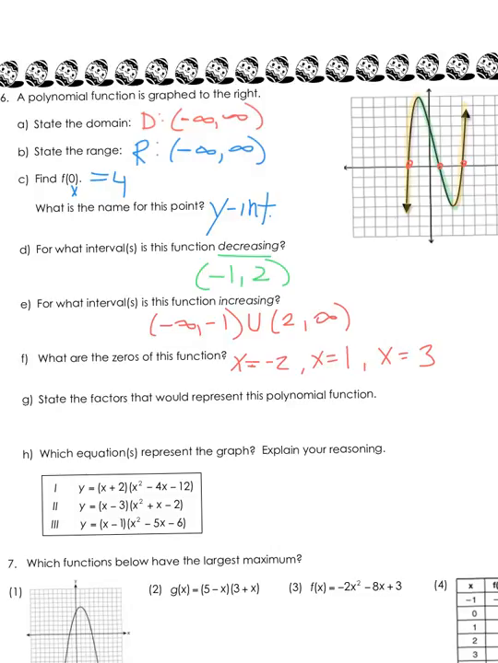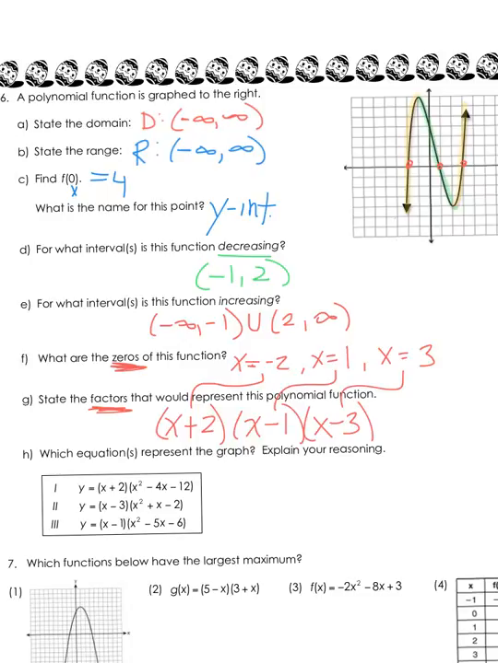What are the factors? So again, zeros, x equals a number. Factors: x plus 2, x minus 1, x minus 3. What happened from there to there? I changed the sign. From there to there, I changed the sign. There to there, I changed the sign. These are the factors.